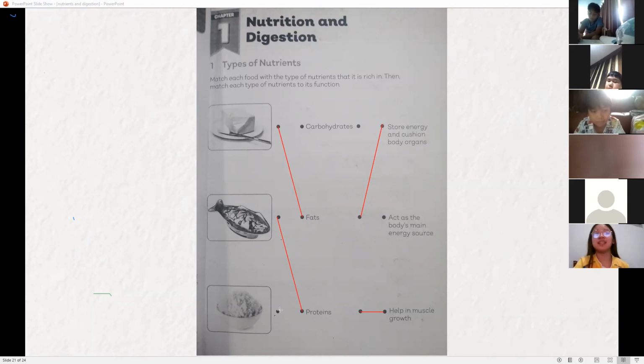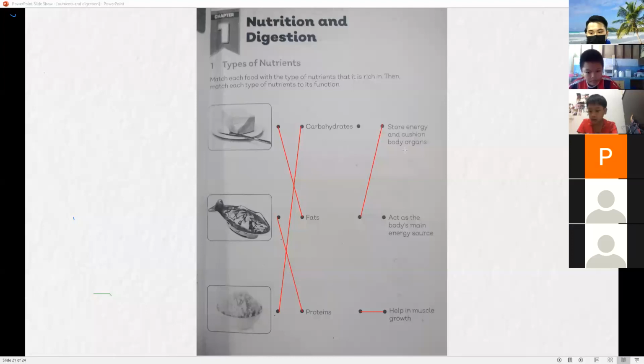Lastly, rice. Rice is a type of carbohydrate. Carbohydrate is what? Acts as the body's main energy source. You got it?